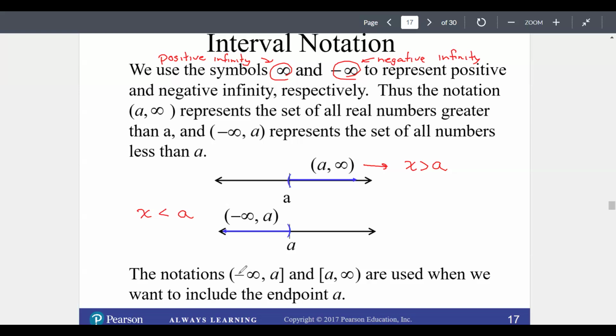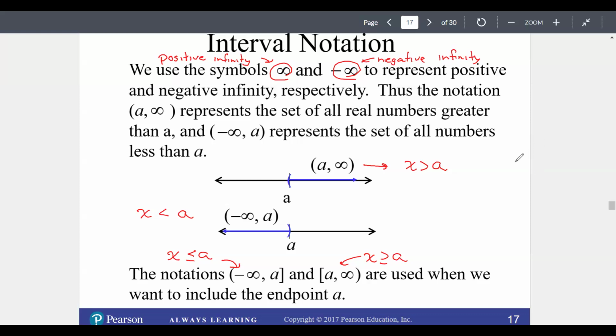So the notations of negative infinity to a with a bracket, and a with a bracket to infinity, are also used when you want to include endpoints. So what we're saying here is this is just representing the inequality that x would have to be less than or equal to a, and this is representing that x would have to be greater than or equal to a.